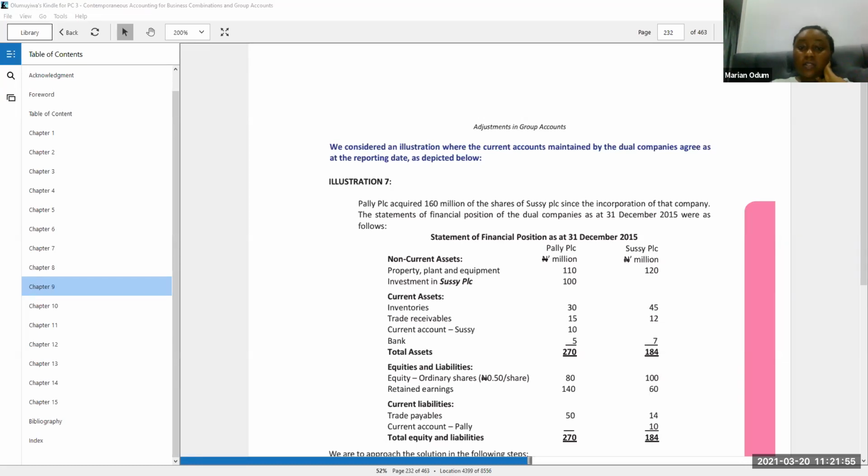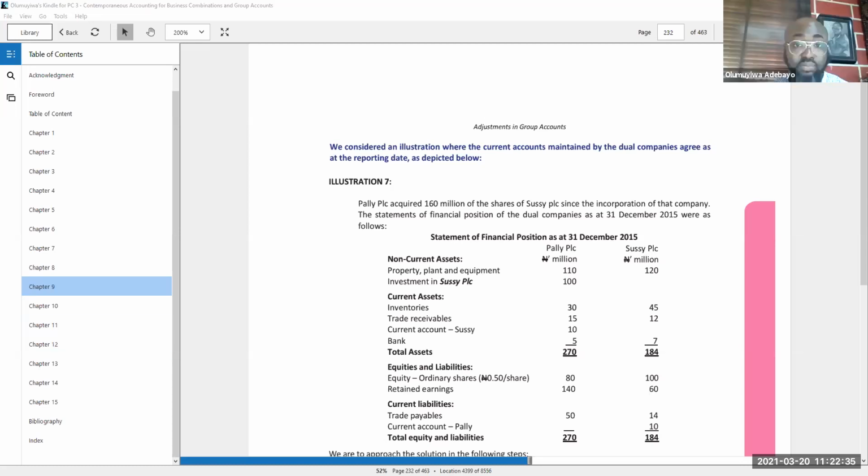Equity and liabilities. Equity, ordinary shares 80 for Pali PLC and 100 for Suzy PLC. Retained earnings 140 million for Pali PLC and 60 million for Suzy PLC. Current liabilities, trade payables 50 for Pali, 14 for Suzy. Current account of Pali 10 for Suzy. Total equity and liabilities 270 for Pali, 184 for Suzy PLC.